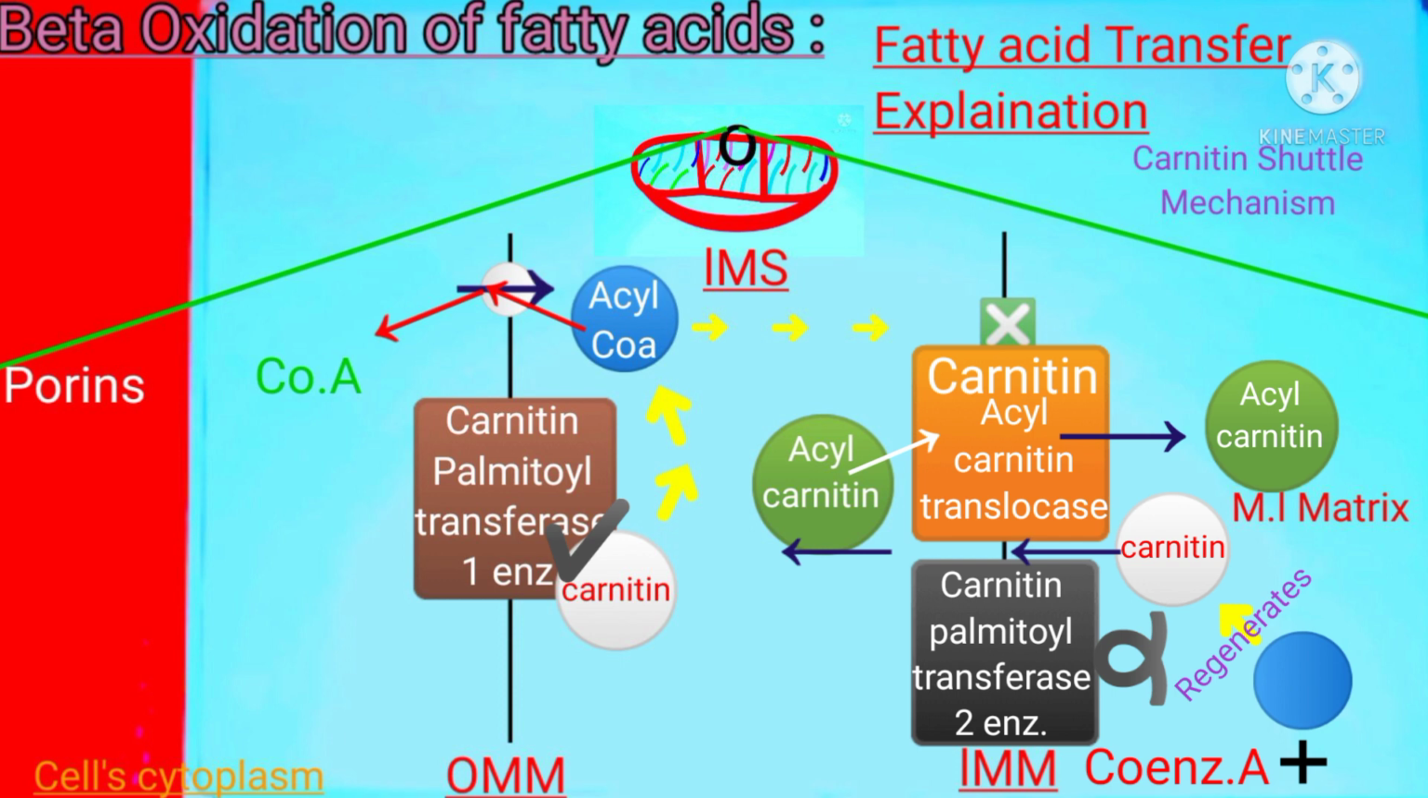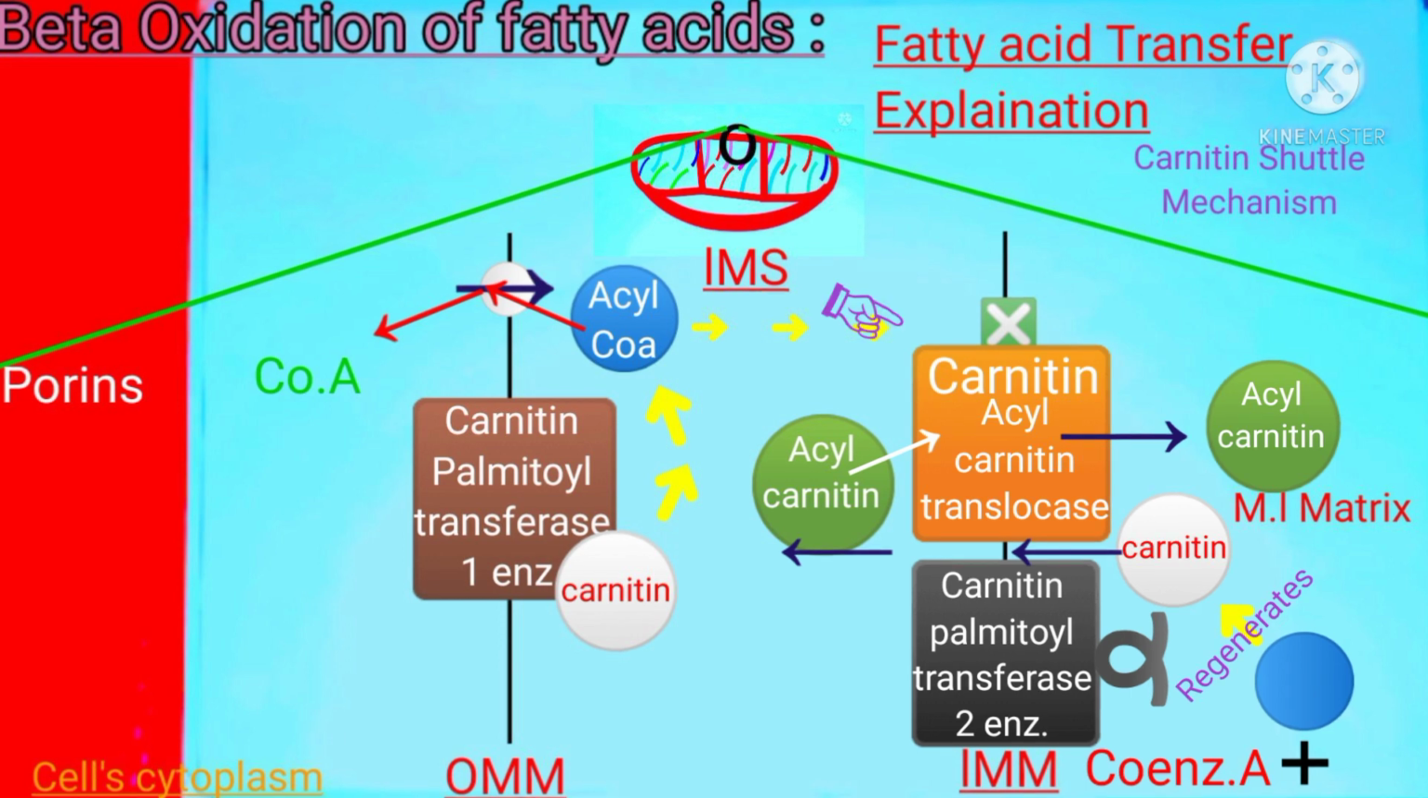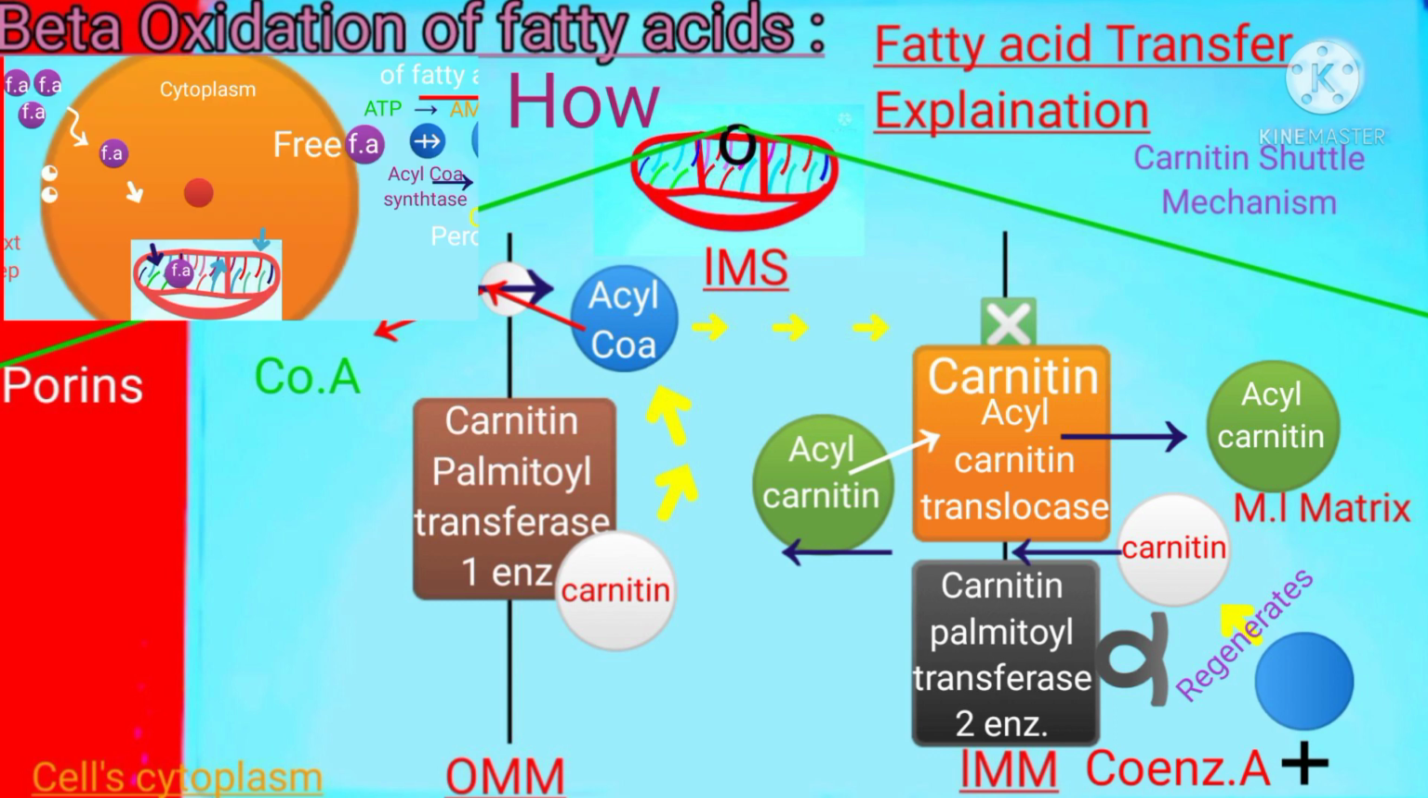Students, you can understand from this lecture that the enzyme acyl carnitine translocase shifts one molecule of carnitine into the intermembrane space, and in exchange for that it carries one molecule of acyl carnitine into the mitochondrial matrix. So this is the whole mechanism of how the free fatty acid is transferred into the mitochondrial matrix.